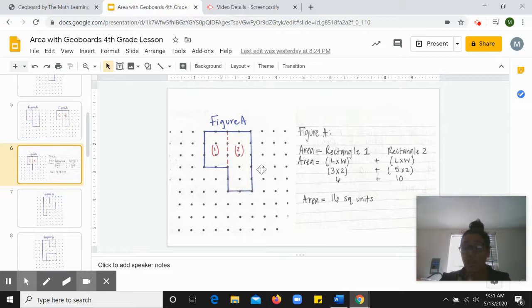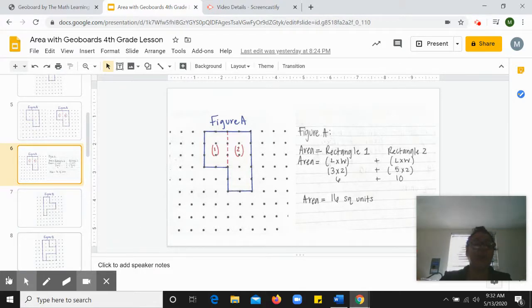We're going to do the same thing to rectangle 2, which is 1, 2, 3, 4, 5 as the length, and 1, 2 as the width. So 5 times 2 equals 10. Now over here I have this all written out. So area equals rectangle 1 plus rectangle 2, the length times the width, and we ended up with 6 plus 10. 6 plus 10 equals 16. Therefore, figure A's area equals 16 square units. And if you count out each of these square units, you will know that they are 16 square units.